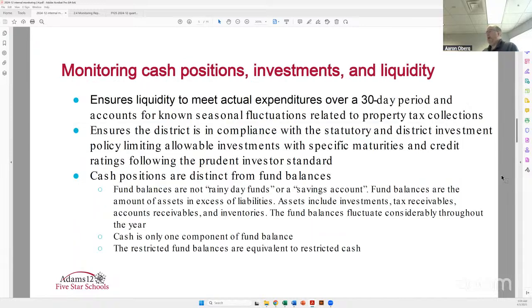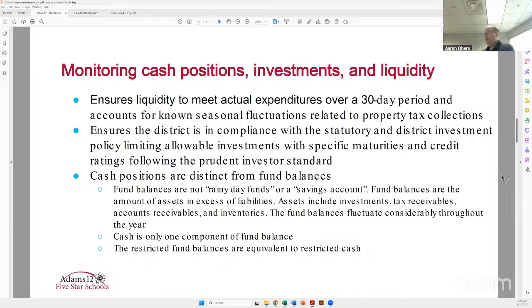We also look at monitoring our cash position and liquidity. And this year has been a very good year for liquidity overall because of an adjustment made to statute that we've talked about in how we receive our state share payments. So we're really good on where we feel we're decent on cash liquidity.